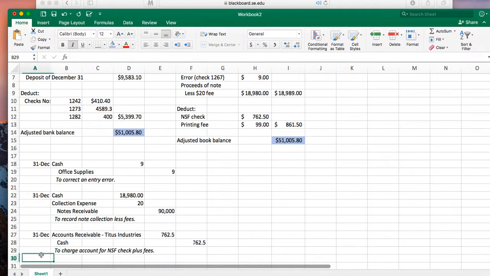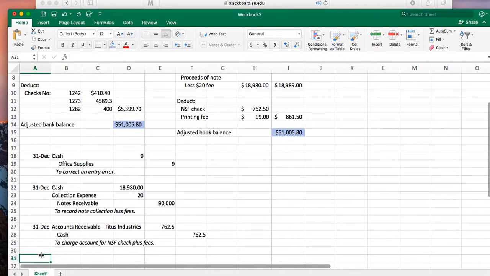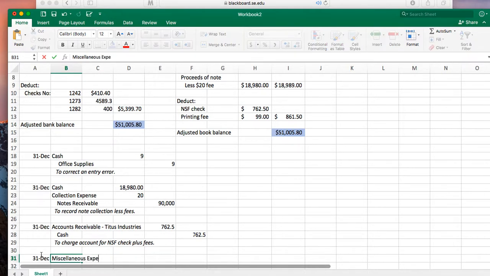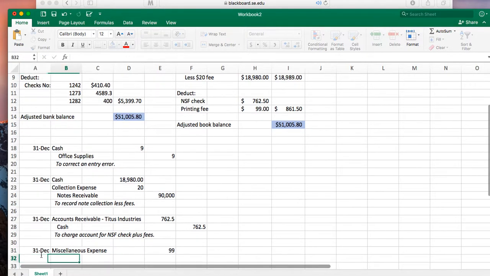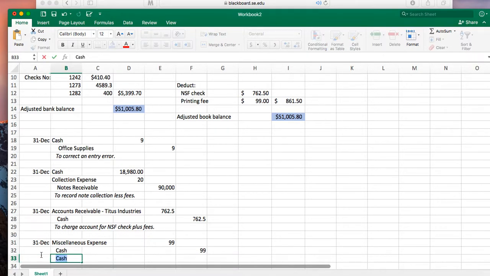All right, and then I think the last one on December 31st, we have printing fees, whatever you want to call it. I'm just going to call it miscellaneous expense, $99, and that decreased cash by $99. And that is to record check printing charge.